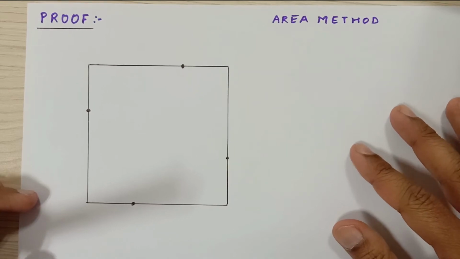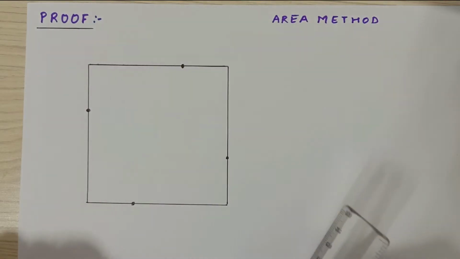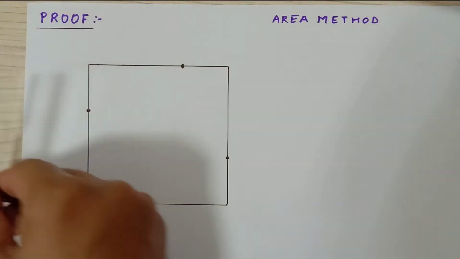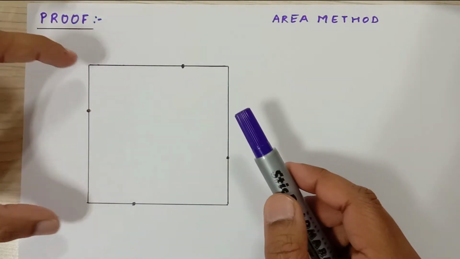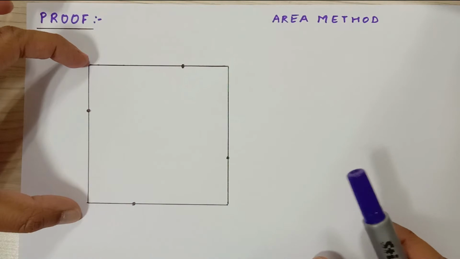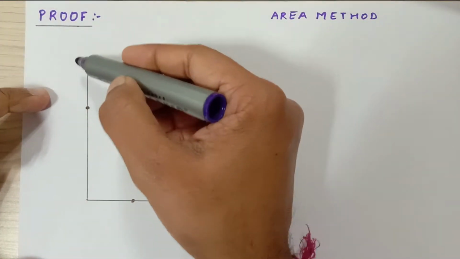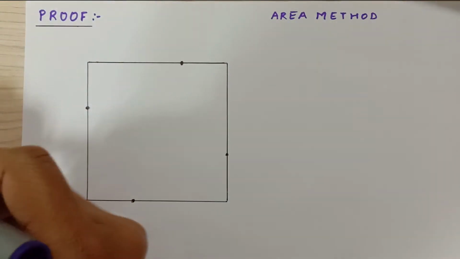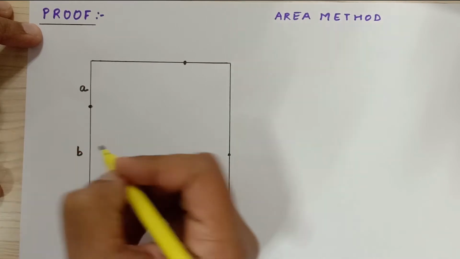So let's move to the interesting part, that is the proof of the Pythagoras theorem. I find this method, the area method, to be quite easy. There are many methods available, but I found this method to be very easy, so I am sharing this with you. Now what I have done, guys, is I have taken a square. We know that squares have equal lengths, so all four sides are equal. Now I have divided this length into two parts. One part is A, another part is B.